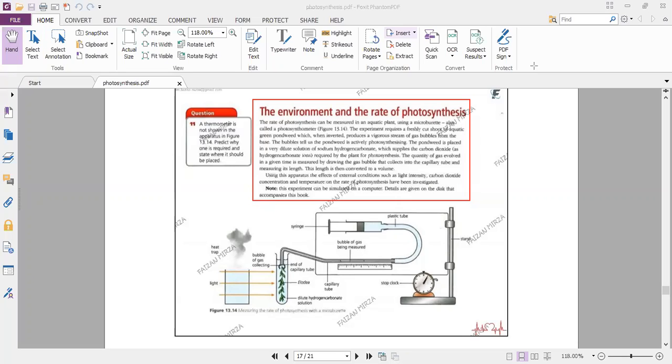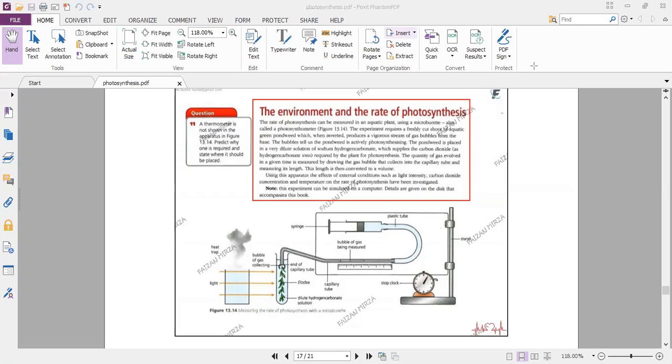Now we can either calculate the time taken for a known volume of oxygen to be collected, which can give us the rate of photosynthesis, or else, in a known time, how much oxygen is collected. You can do either. How much oxygen is collected in a known time, or the time taken for a known volume of oxygen to be collected. Either way, the rate of photosynthesis can be calculated.